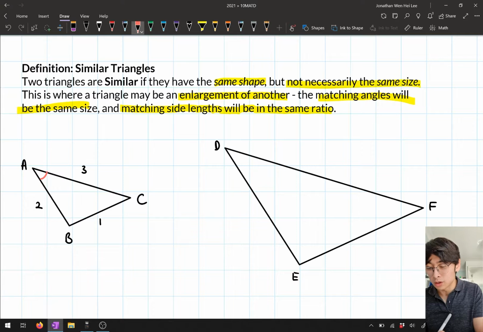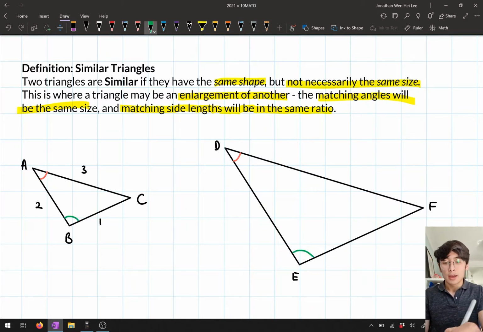This angle is going to have the exact same size as this angle over here. The angle at B is going to have the exact same size as the angle at E. And the angle at F is going to have the exact same size as the angle at C. So even though we enlarged it or shrunk it, the angle sizes will still stay the same. That's what it means for it to have the exact same shape.